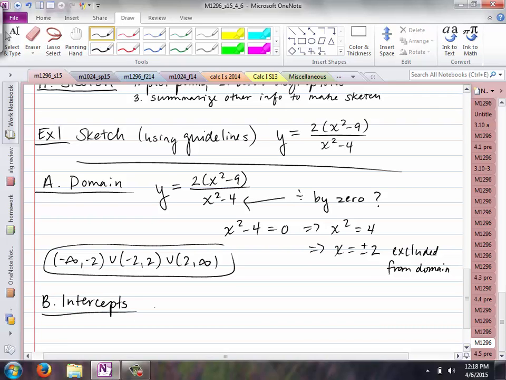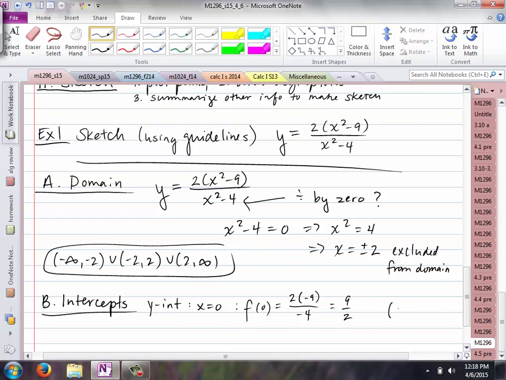Okay, let's move on to intercepts. Let's do the easy one first, the y-intercepts. That's when x equals 0. So plugging in 0 is pretty easy. When I plug 0 in, on the top I get 2 times negative 9. And then on the bottom, I'm going to get negative 4. So reduced, I have 9 halves.